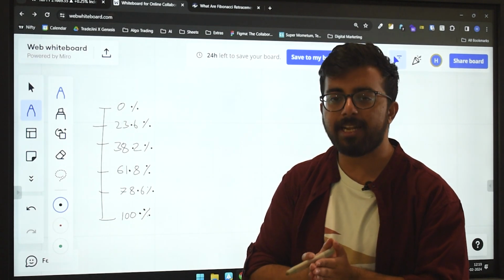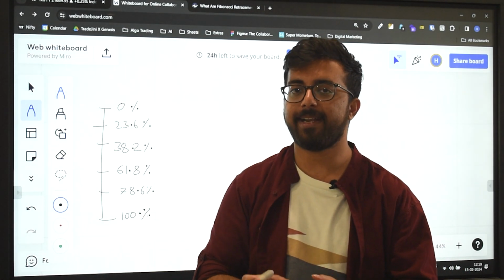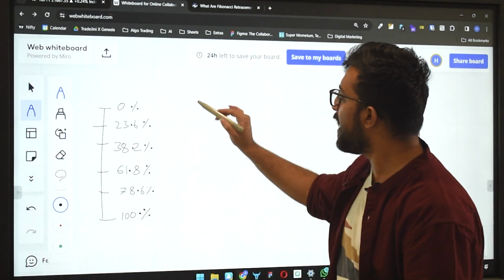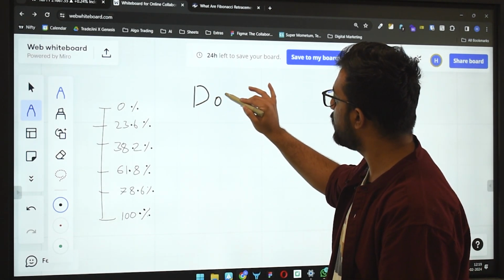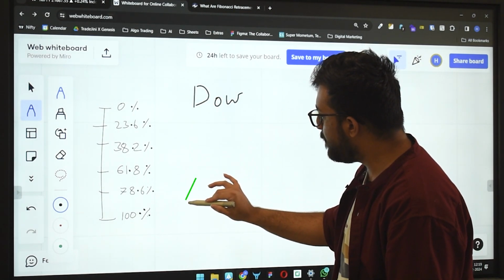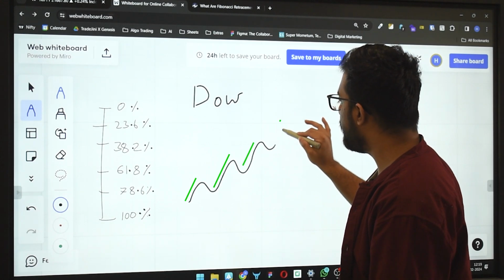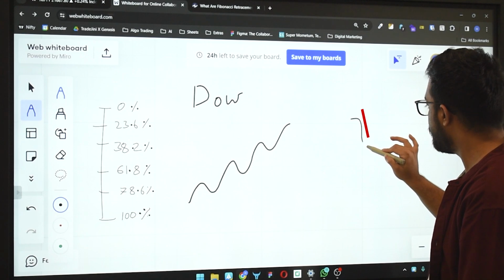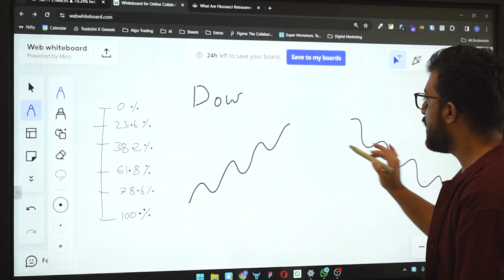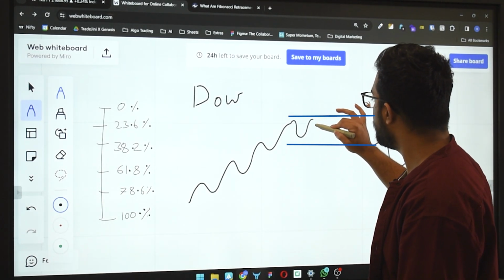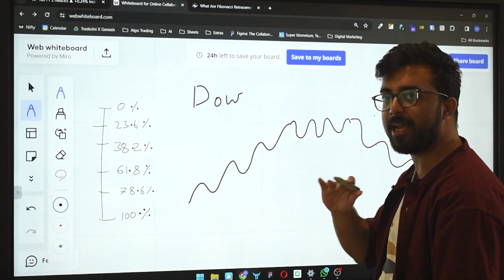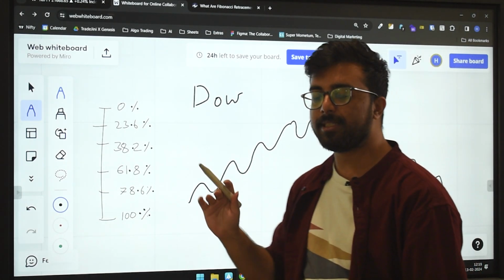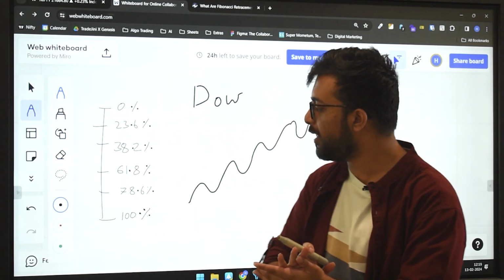Now, to understand Fibonacci, we first need to understand trend. And to explain trend, I'll be explaining through a simple concept of Dow theory. An uptrend is when a stock is making continuous higher highs and higher lows. A downtrend is simply when a stock is making lower highs and lower lows. And a sideways market is when a stock is making relatively the same highs and the same lows. This gives us a clear understanding of what a trend is.